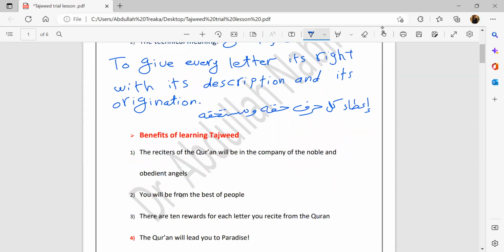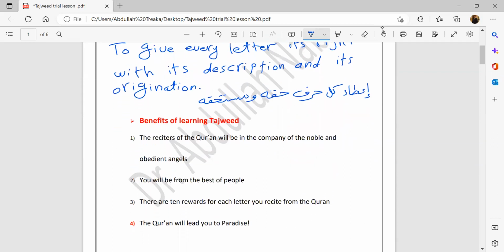Before beginning with the main topics of Tajweed, we have to know why we study Tajweed. These are the benefits of Tajweed. The benefits of learning Tajweed can be categorized, as there are many benefits you can have from learning Tajweed. These are the four main ones. The first one is that the reciter of the Quran will be in the company of the noble and obedient angels.